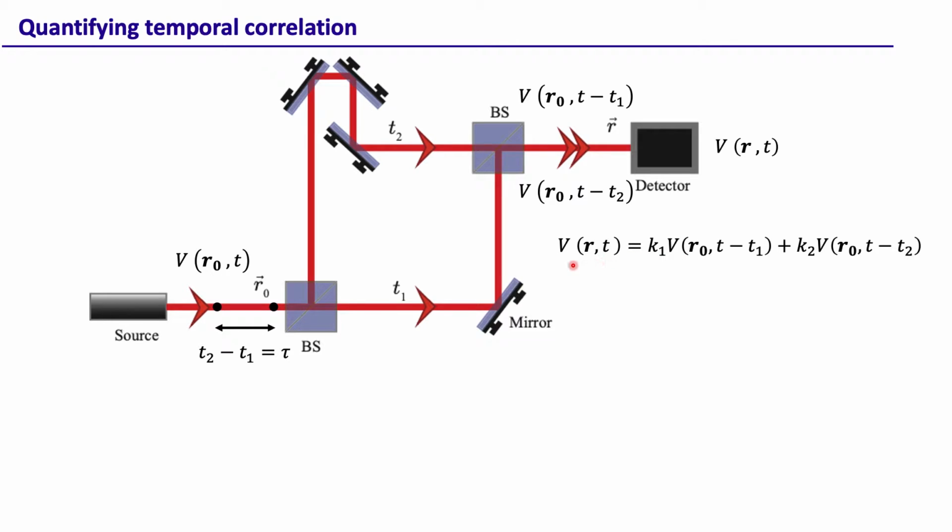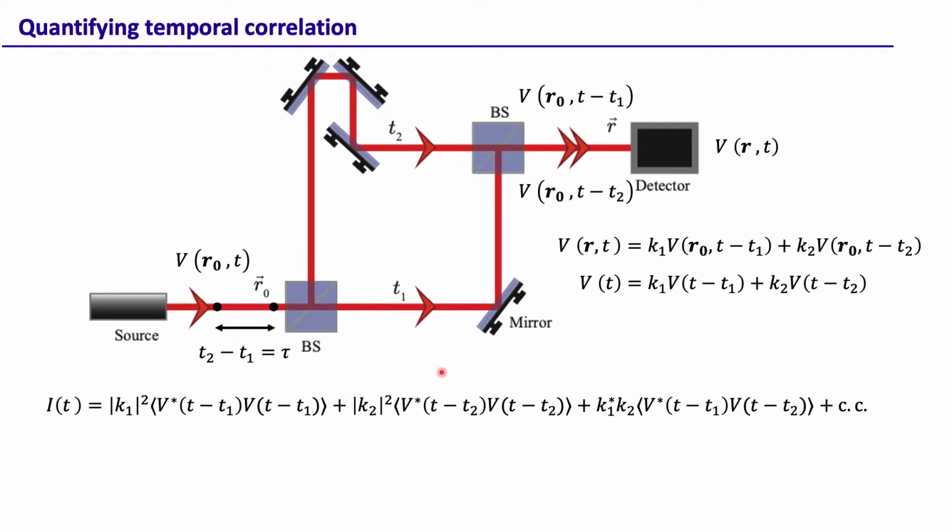Okay, so now in today's lecture we are only going to be looking at the temporal effect. So I will remove this spatial labeling to make things simpler. So we can write this one as V(t) = k1 V(t minus t1) + k2 V(t minus t2). So the signal here at time t has components from fields that are separated by t2 minus t1, and that is precisely what we were after.